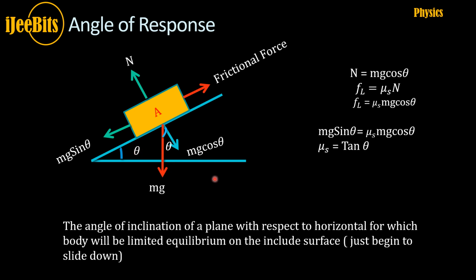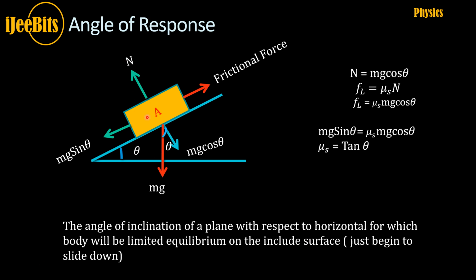The angle of repose depends upon the coefficient of static friction between the surfaces in contact. A higher coefficient of friction results in a steeper angle of repose, meaning the object can be inclined more before sliding occurs. Understanding the angle of repose is essential in various applications, such as determining the maximum slope a car can climb without slipping, or designing stable structures on inclined surfaces. It is the angle of inclination of the plane with respect to the horizontal for which the body will be in limiting equilibrium on the inclined surface and just begins to slide down.